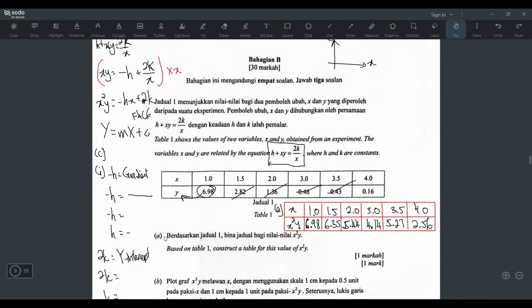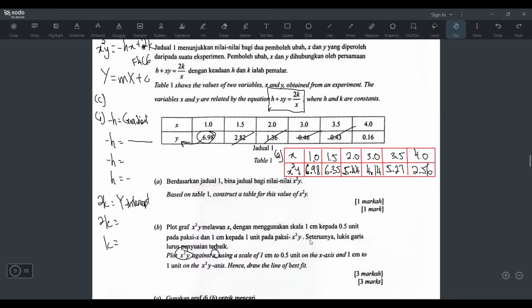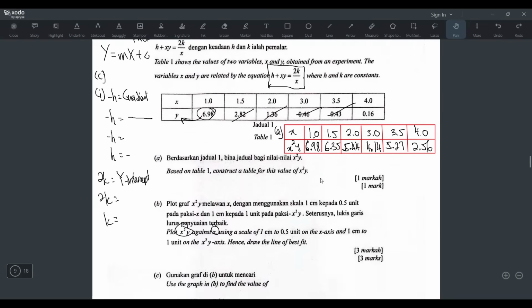Okay, but this one, the A, they actually asked you to draw the table. Alright, but sometimes they won't ask. There are questions that they won't ask to draw a table, but you have to do it also, because without the table you can't plot the graph. Okay, plot x square y against x using a scale of 1 cm to 0.5 on the x-axis and 1 cm to 1 on x square y. Hence, draw the line of best fit.